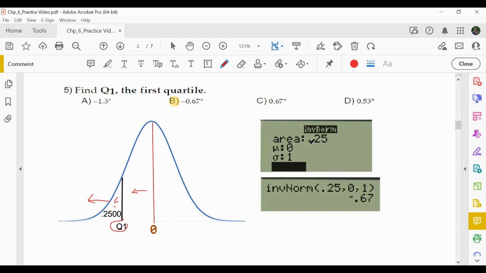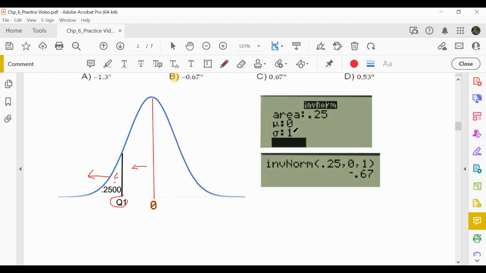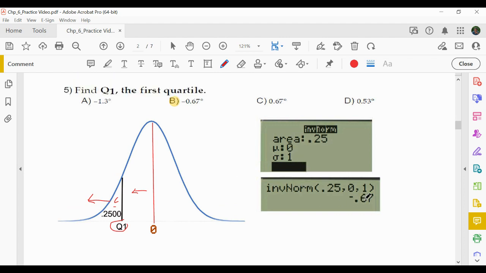Once again, inverse norm. I don't need the zeros. Mean is still 0. Standard deviation is still 1. Notice a negative number. Why? Because if it's a standard normal, that represents the median, which is 0. Anything to the left of that is going to be negative. So it can't very well be this, and it isn't going to be that. Those two numbers are positive. A little common sense goes a long way.